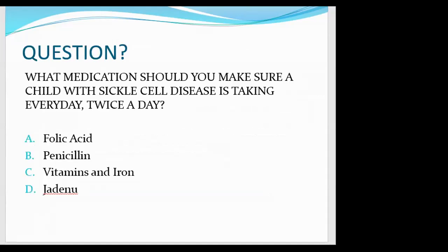Question: what medication should you make sure a child with sickle cell disease is taking every day, twice a day? What is that? That is B, penicillin. So we have to make sure our child is taking prophylactic penicillin.